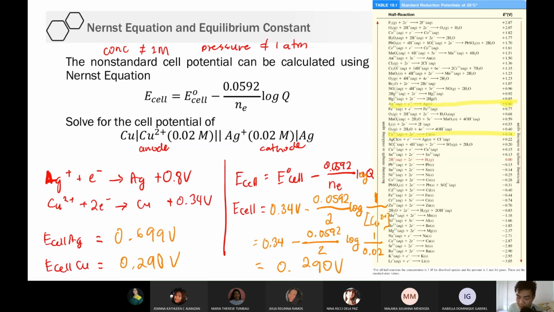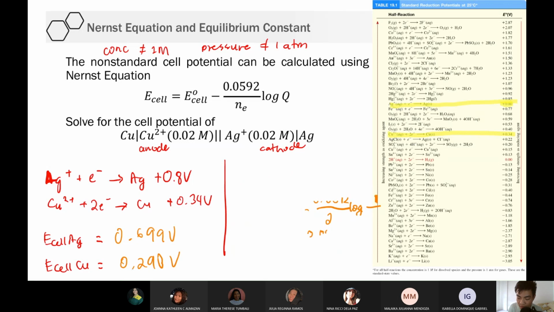Okay, so let me erase the Nernst equation here. If you want to copy that, screenshot nyo na lang sa recording natin. So if you want to determine the cell potential, we still use the same equation kanina. E cell equals E anode minus E cathode. No? So the anode potential now is ito. Ito yung anode. Okay, so ito yung anode. So ito yung cathode.